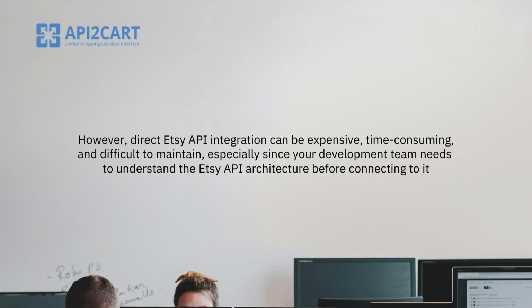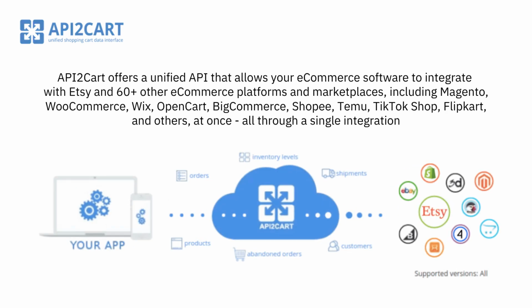However, direct Etsy API integration can be expensive, time-consuming, and difficult to maintain, especially since your development team needs to understand the Etsy API architecture before connecting to it. API2Cart offers a unified API that allows your e-commerce software to integrate with Etsy and 60+ other e-commerce platforms and marketplaces, including Magento, WooCommerce, Wix, OpenCart, BigCommerce, Shopee, Temu, TikTok Shop, Flipkart, and others at once, all through a single integration.